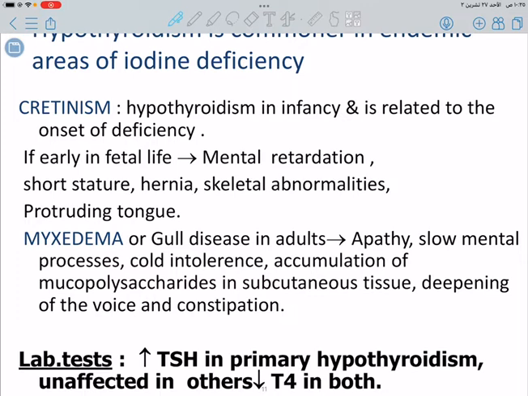Under one month. Then infant, when do I call it infant? One year. Before one year, excellent. So from one month to one year I call it infant. So these newborns or infants, when they do not have enough iodine for the production of T3, T4, it causes something called cretinism. I'll show you the picture.